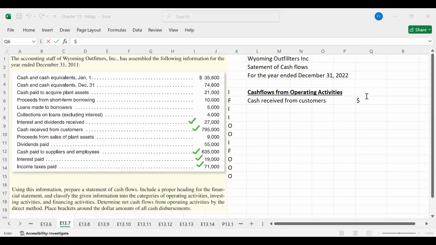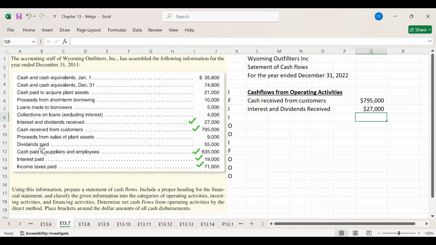These five activities belong to cash flows from operating activities. So number one is $795,000. The other one is interest and dividends received, which is $27,000.